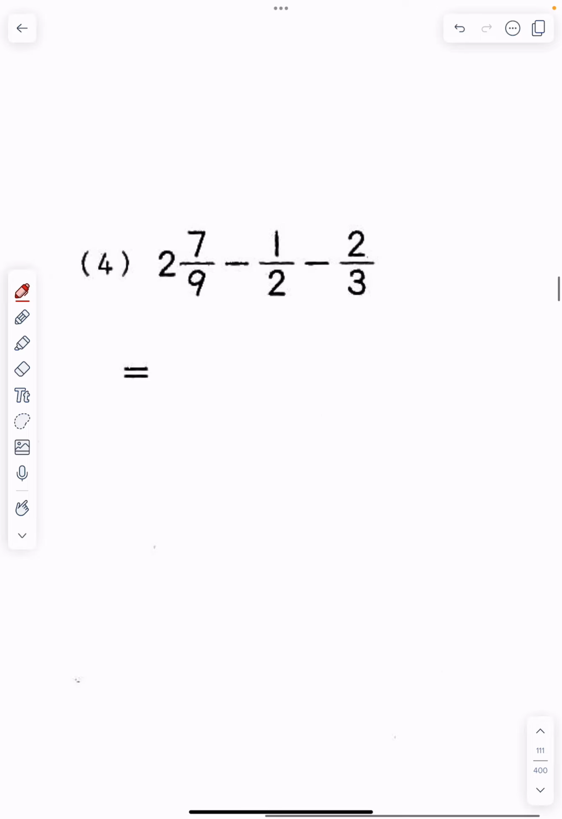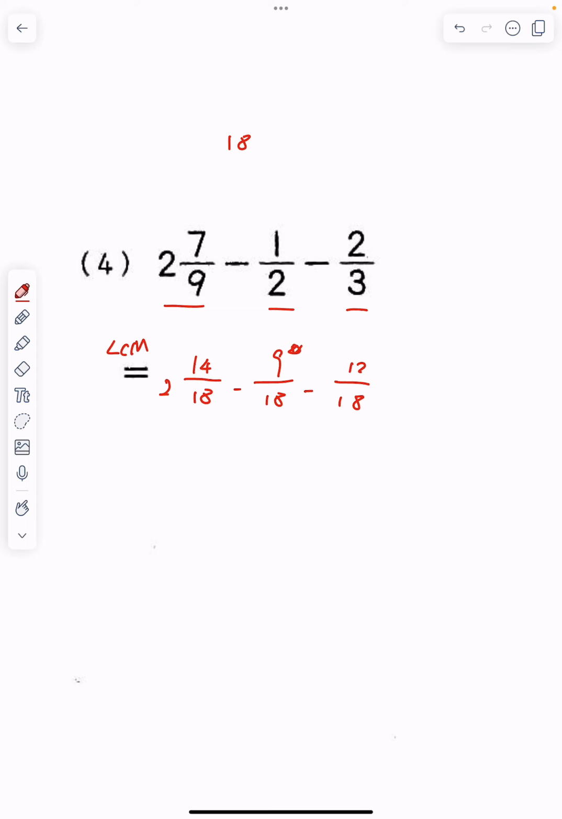Let's try question number 4. Same thing, with denominators 2, 3, and 9. Our LCM should be 18. Let's write the LCM for each fraction: 2 and 14 over 18, minus 9 over 18, minus 12 over 18. As you can see, the 9 and the 12 are bigger than the 14. So what I do here is borrow 1 from the 2. So this becomes 1, and when I borrow, the denominator becomes 18 here.